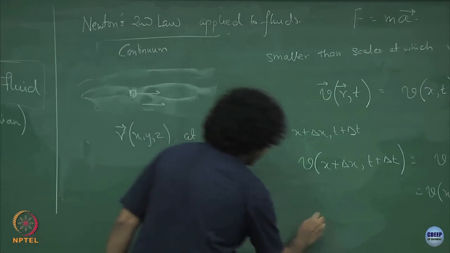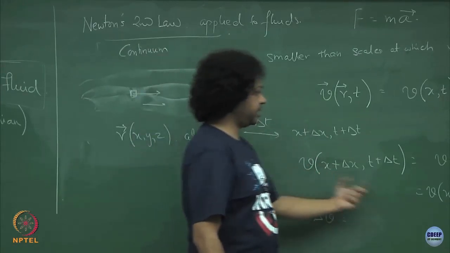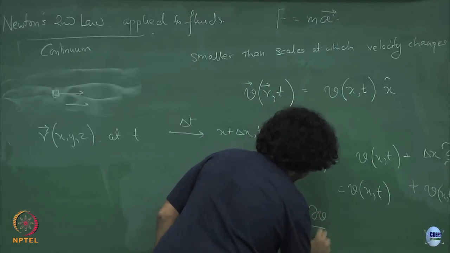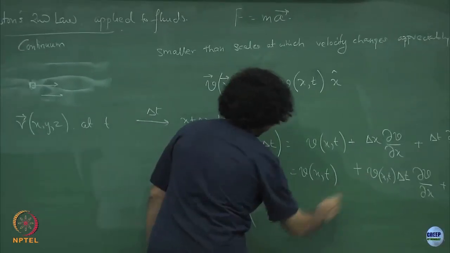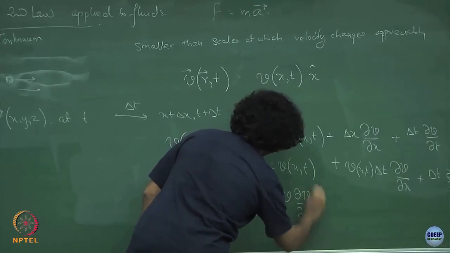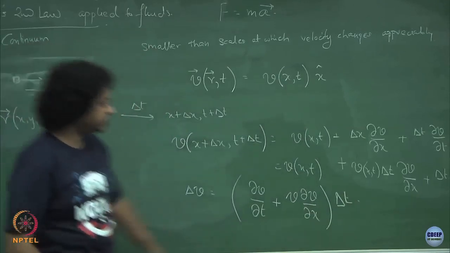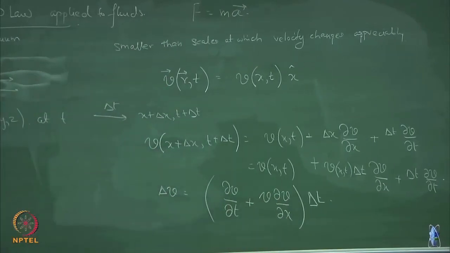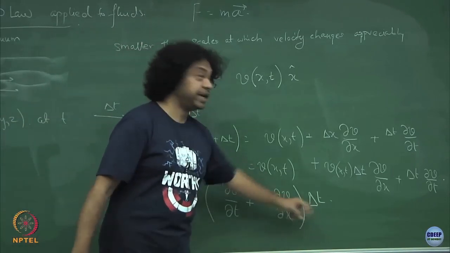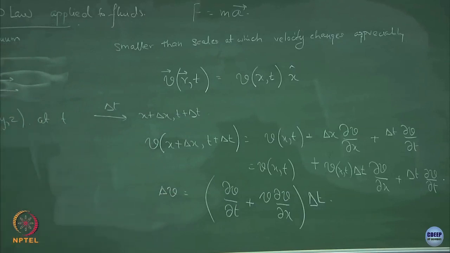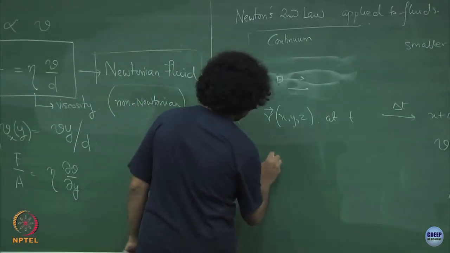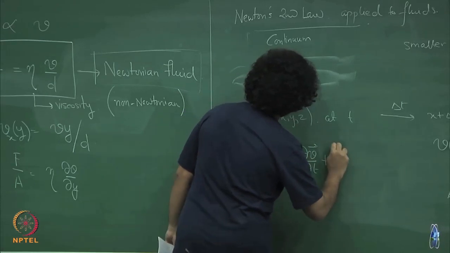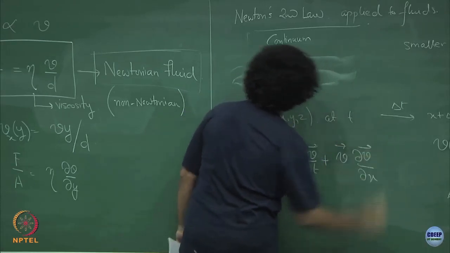Therefore, the change in velocity delta v, which is this object minus this v x t, is therefore del v del t plus v times del v del x with an overall delta t outside. Right? I take this delta t common. So, I have a del v del t plus v times del v del x. And if I divide this delta v by delta t in the limit that delta t is very small, that is nothing but my acceleration, right? So my acceleration, I can write down as del v del t plus v times del v del x. Okay.